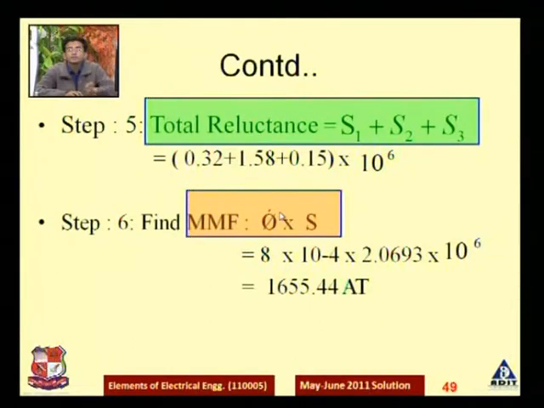The value of phi is the flux. The flux value is 8 into 10 raised to minus 4. It is already given in the data. So you just have to put the value of phi and put the value of S over here. So your answer will be 1655.44 ampere turn. Remember, the unit of MMF is AT. It is ampere turn, right? So we will complete the example over here.